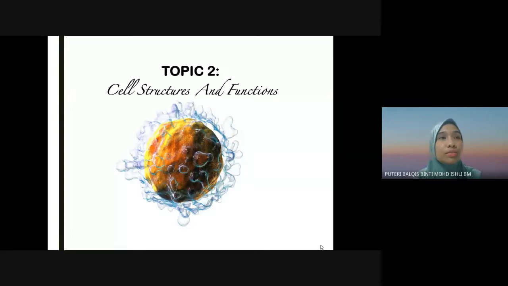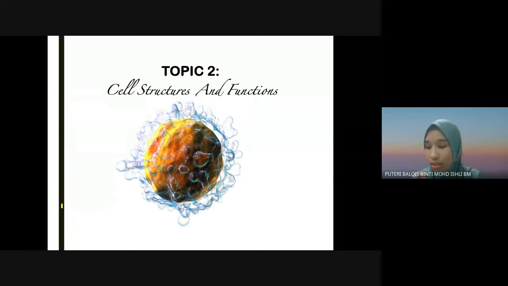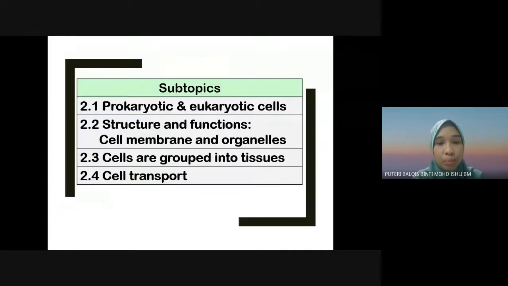So topic 2, cell structure and functions. In SLT, as I briefed on table 4 SLT during introduction week, you need to spend 32 hours for topic 2, including the lecture, tutorial, practical, and also your independent learning. The subtopics for chapter 2: 2.1 prokaryotic and eukaryotic cell, 2.2 structure and functions, cell membrane and organelles, 2.3 cell are grouped into tissue, 2.4 cell transport.